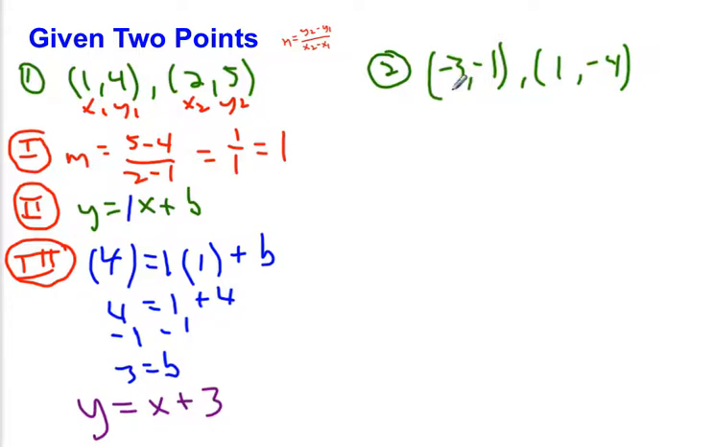One more example. Let's look at 2 points. How can you find the equation of a line given 2 points? Well, let's label this as x1, y1, x2, y2. And with that, we can find the slope, as we showed earlier. So let's do that in our first step.